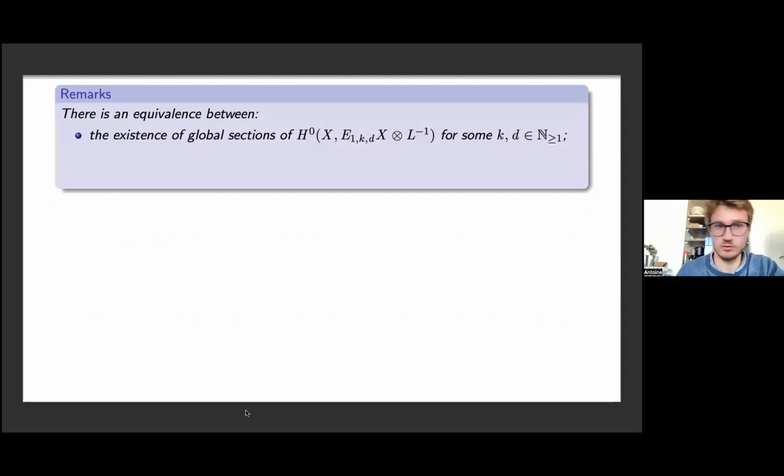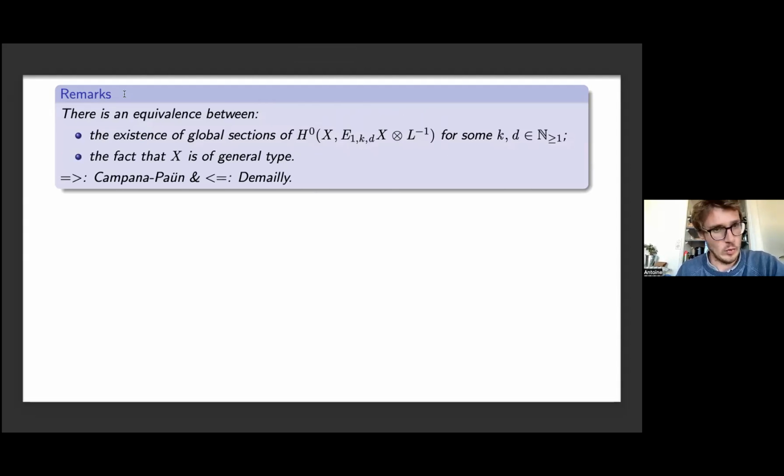And so here we remark, to discuss it further, that there is really an equivalence between the existence of global sections of this vector bundle for some k, d, and the fact that X is of general type. The first direction is due to Green-Griffiths and the other one is due to Demailly. So basically, it says that you have a good obstruction to the existence of entire curves if and only if you are of general type. So it's the first indication towards the conjecture.